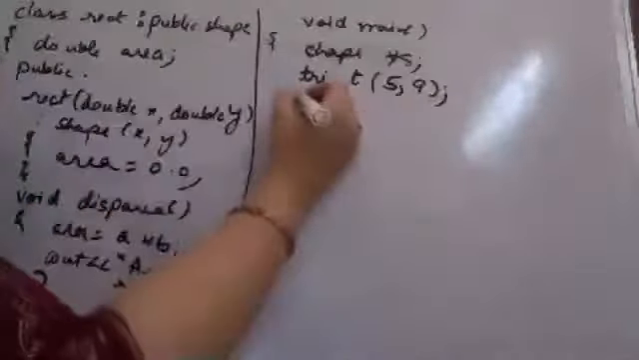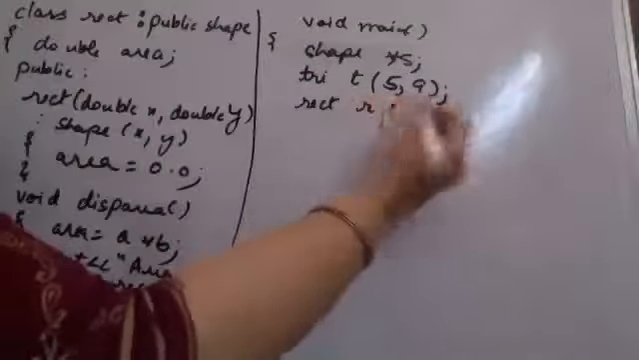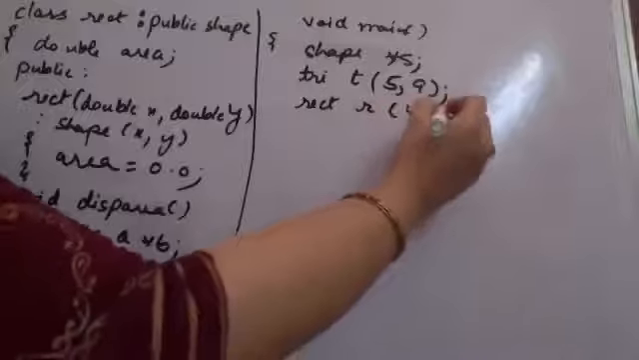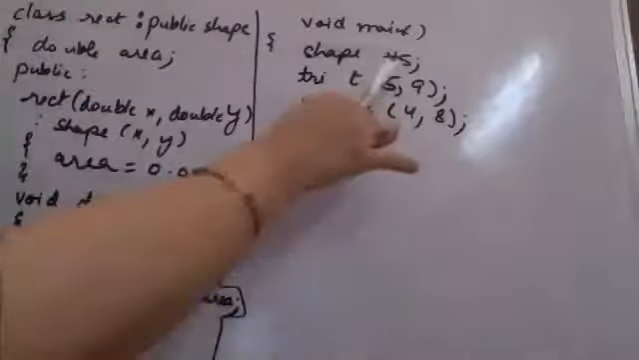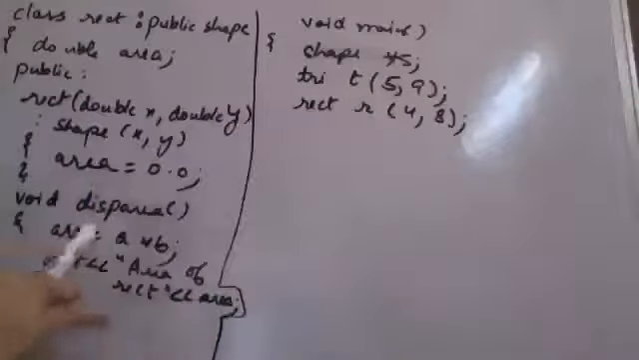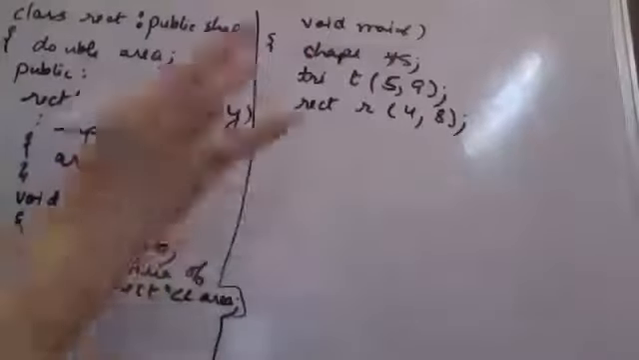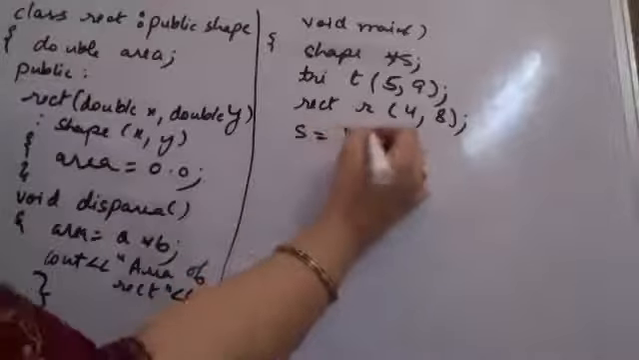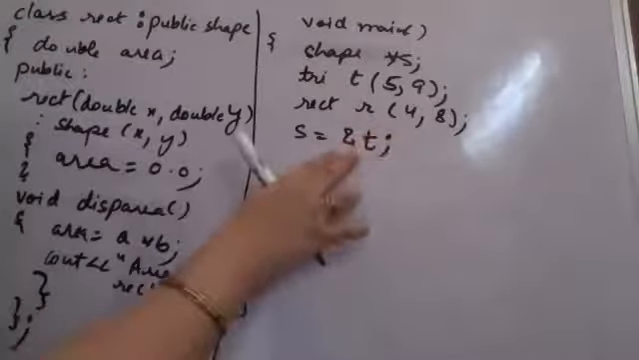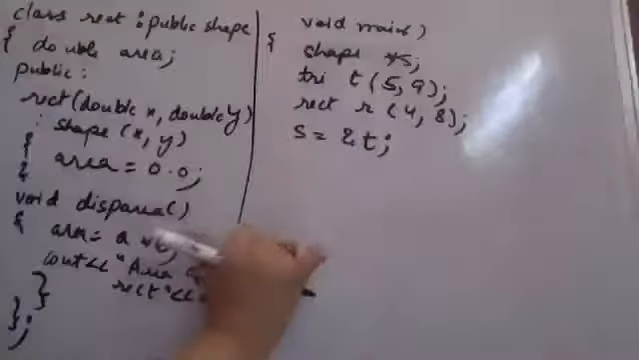And I am also creating a rectangle, say R, and I am passing the two values again, say 4 and 8. Just for example, I am passing these. Now what I have to do is, using the pointer of the base class, I have to use the virtual function display area. Using that pointer I have to calculate the area and print it. So let us see a very simple example that now S is equal to the address of T. It is now pointing to T.